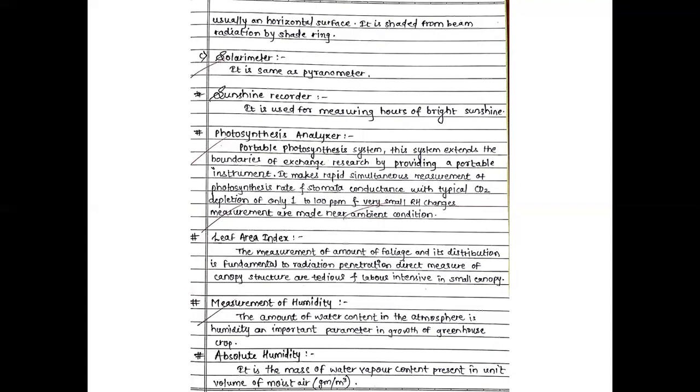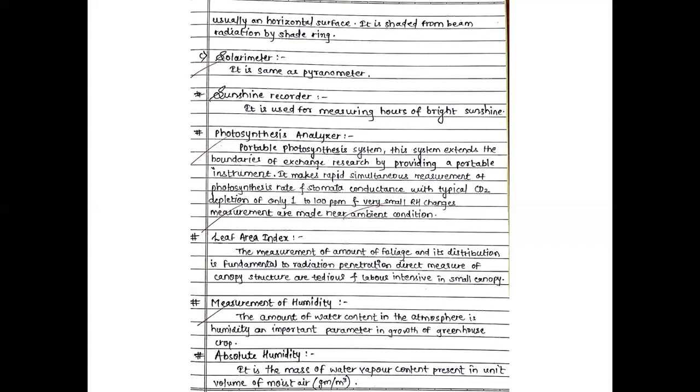Okay. Next is leaf area index. The measurement of the amount of foliage and its distribution is fundamental to radiation penetration. Direct measures of canopy structure are tedious and labor intensive in small canopies. So this is for leaf area index. It is also for measurement of the amount of foliage and its distribution. So from the foliage amount and its distribution, from the radiation penetration through the canopy structure, it can indicate the leaf area from all this information or data.